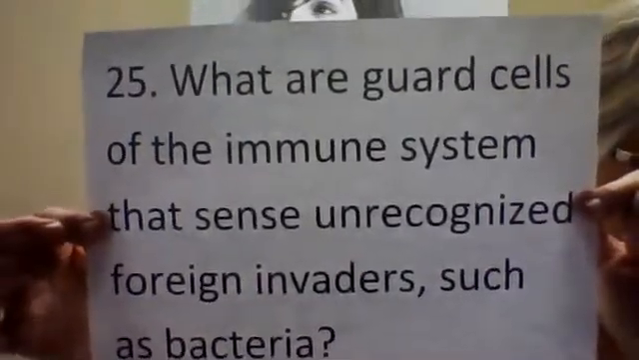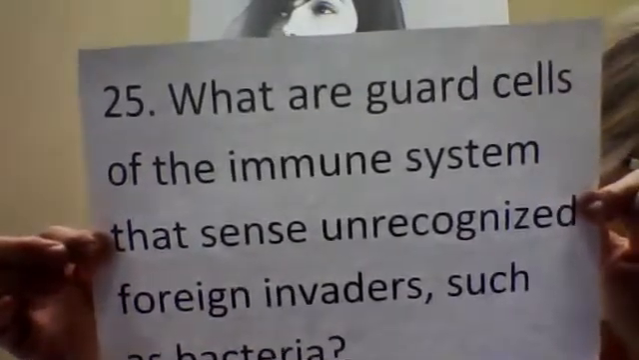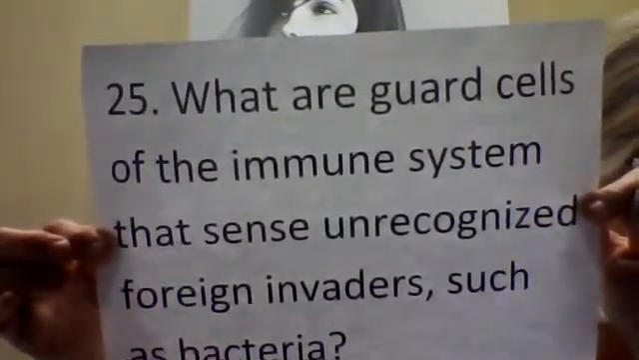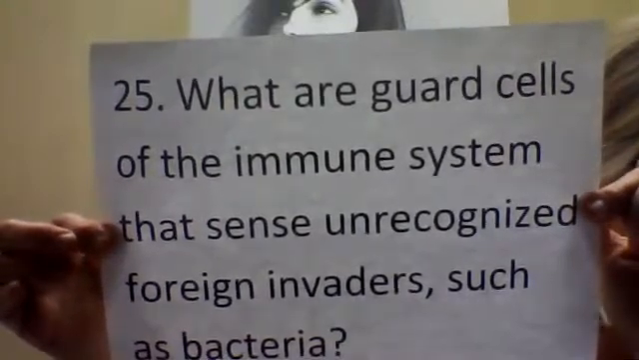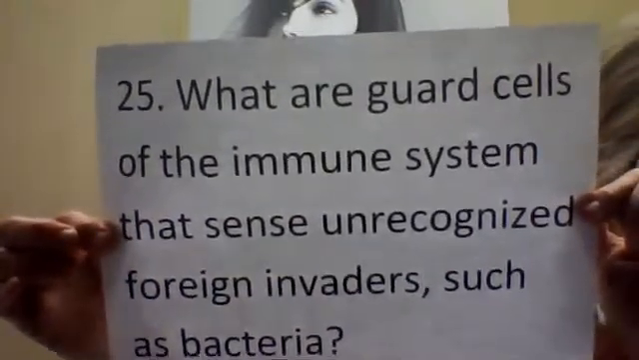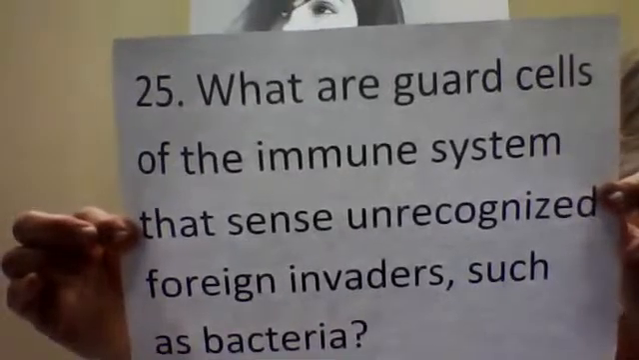25. What are guard cells of the immune system that sense unrecognized foreign invaders, such as bacteria? We talked about these. Can you think of that strange word that we talked about? It recognized that foreign invader and it goes in there like a lymphocyte. Another term for it would be a lymphocyte or a macrophage or a mast cell. Well, the answers are either germinativum, lucidum, integumentary production cells, or Langerhans. So remember, the Langerhans cell is an immunity cell. It goes in there and it goes, ooh, and so does the mast cell, and so does the macrophage. So it's a Langerhans.